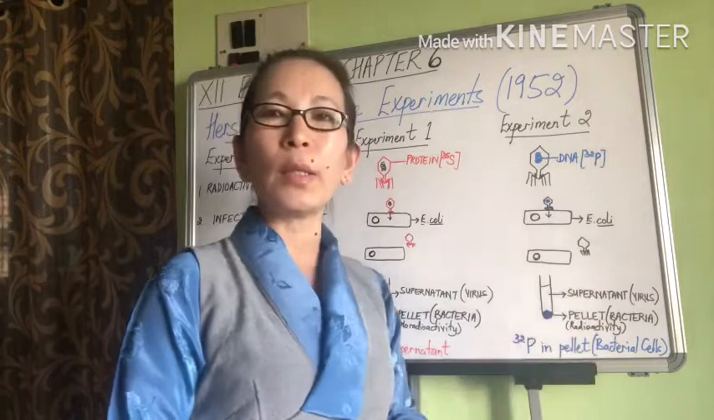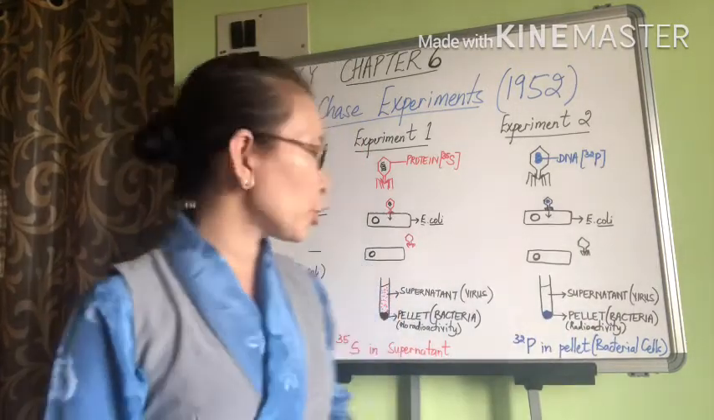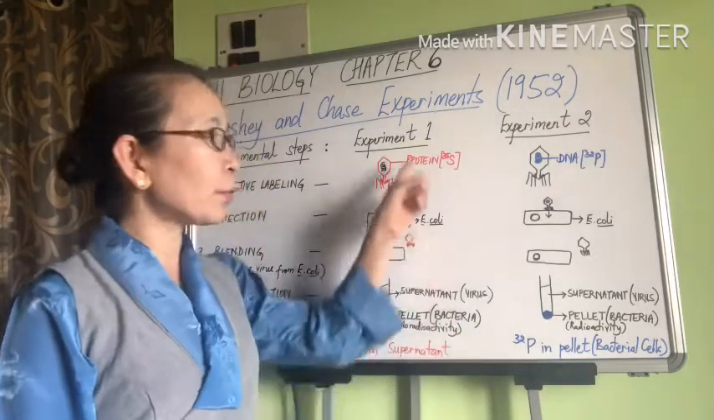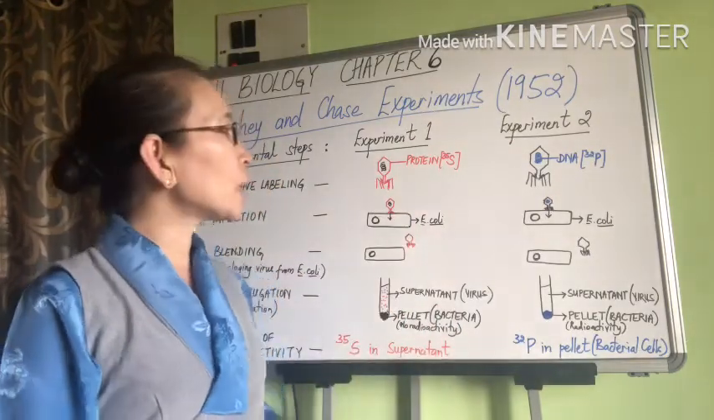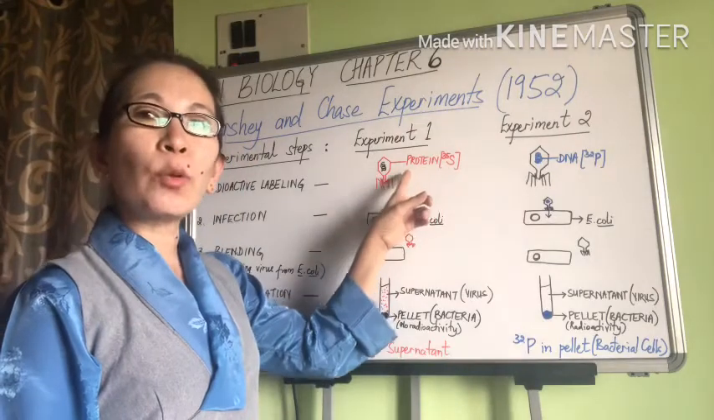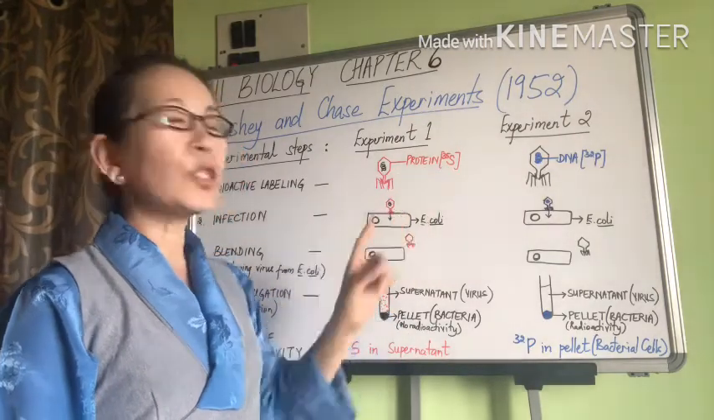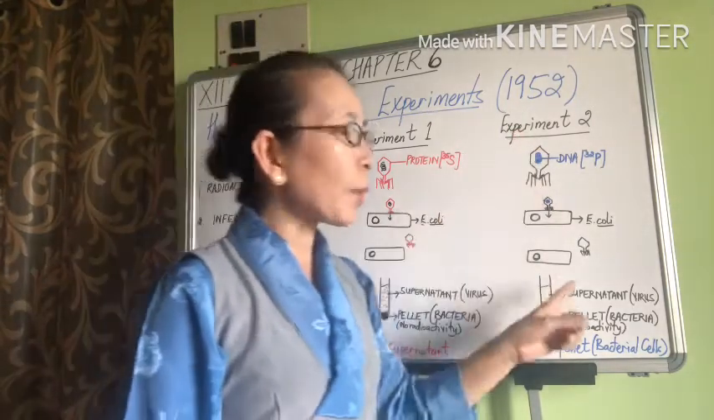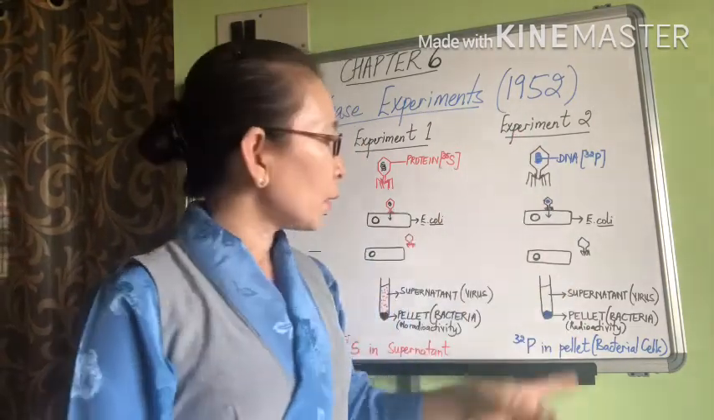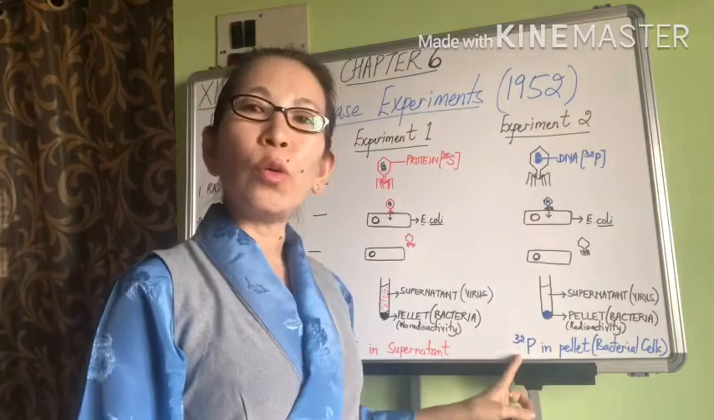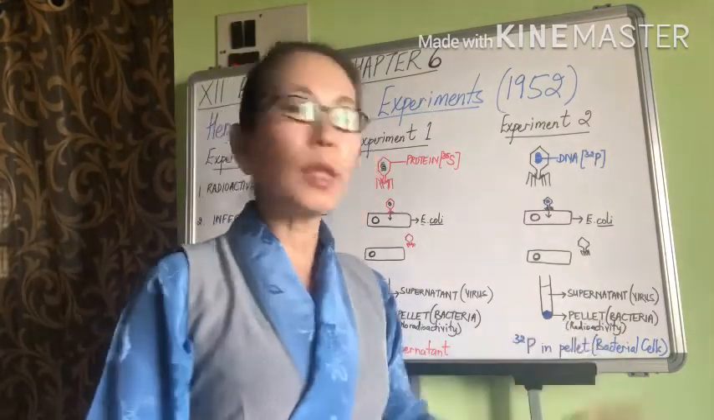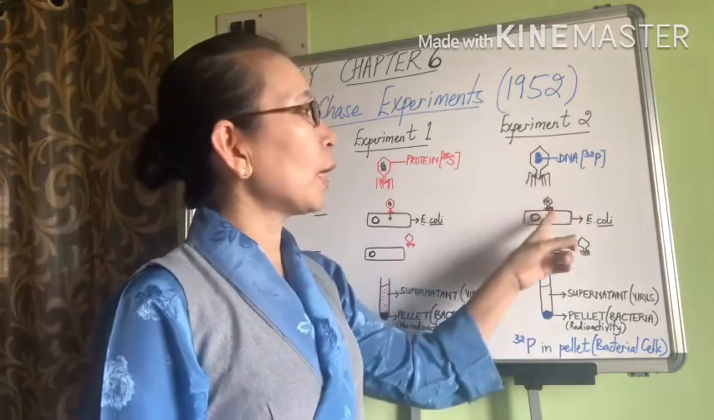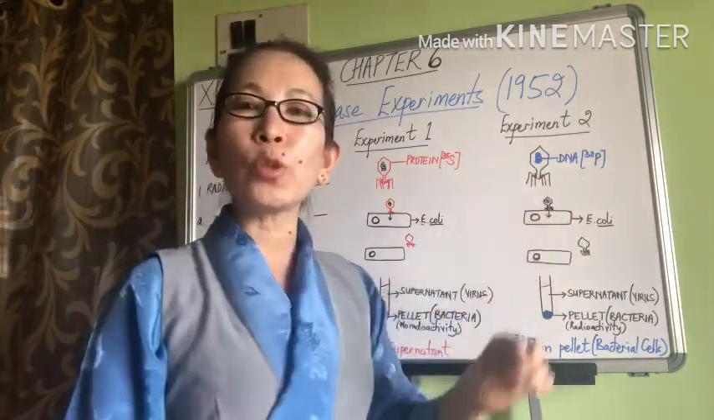Based on their observation that sulfur-35 was not detected in the pellet or bacterial cell in the first experiment, they inferred that protein of the virus or protein of the phage did not get injected into the bacteria. On the other hand, from the second experimental result, detection of P32, phosphorus-32, in the pellet or in the bacterial cell made them infer that DNA of the virus entered into or got injected into the bacterial cell.